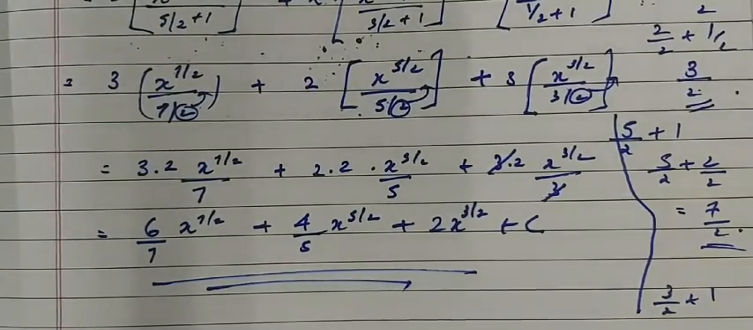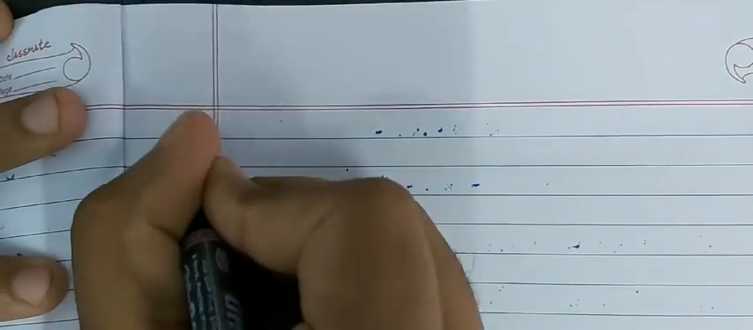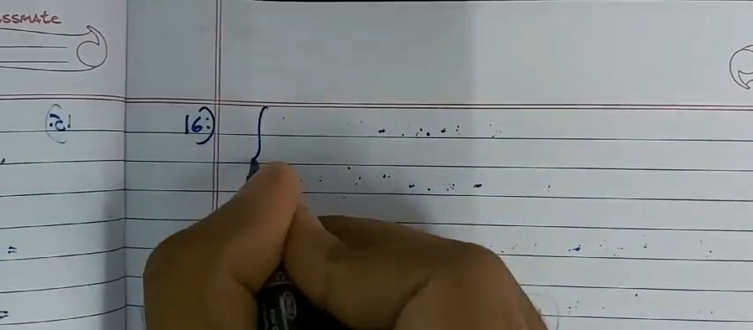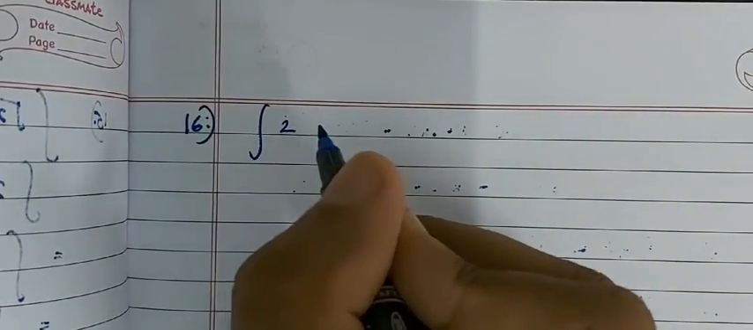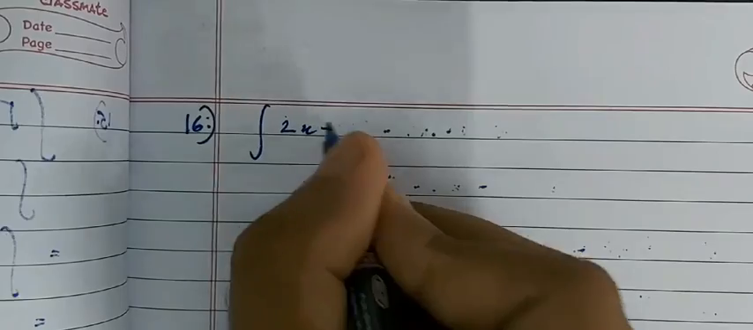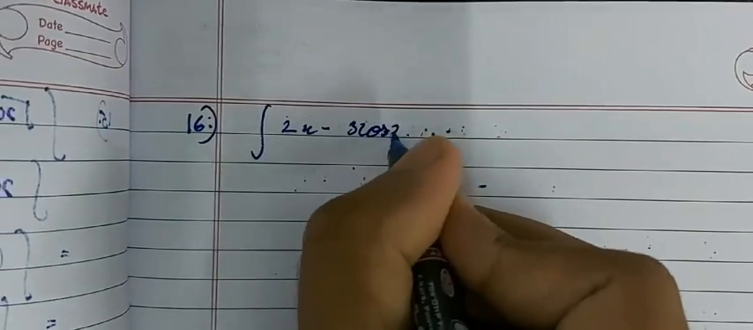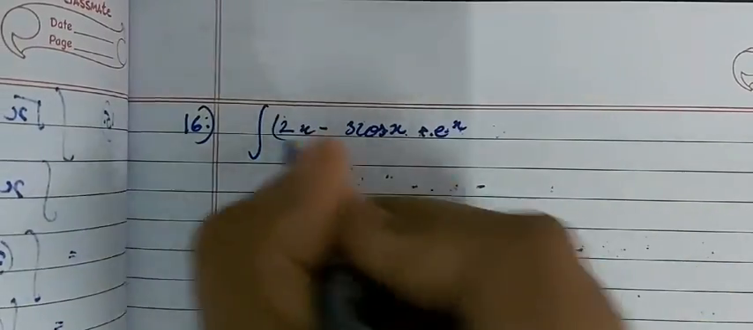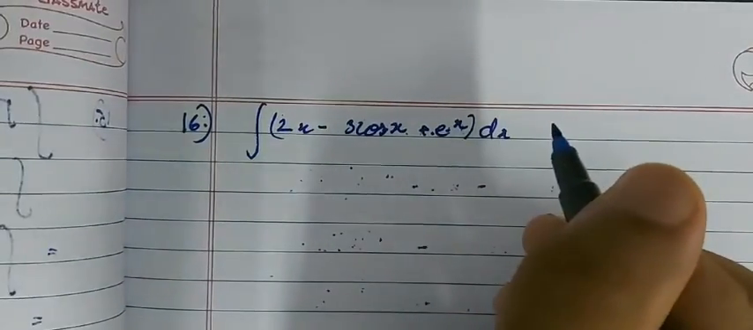Guys, now we move on to the 16th question of the exercise. So what is the 16th question? It is the integral of 2x minus 3 cos x plus e raised to x into dx.